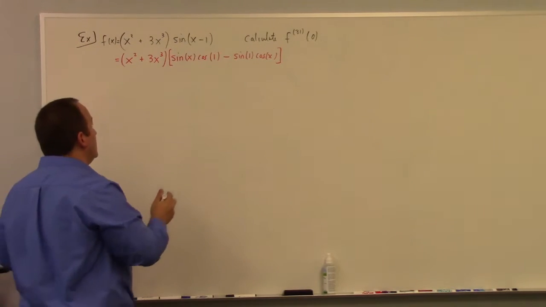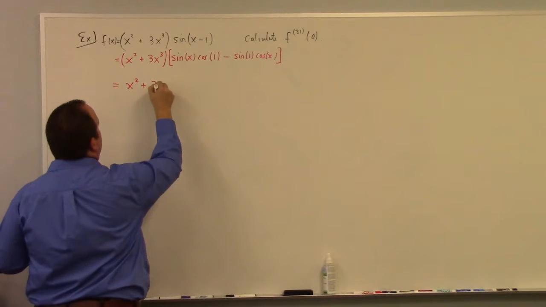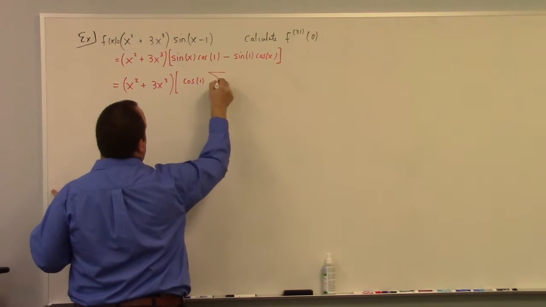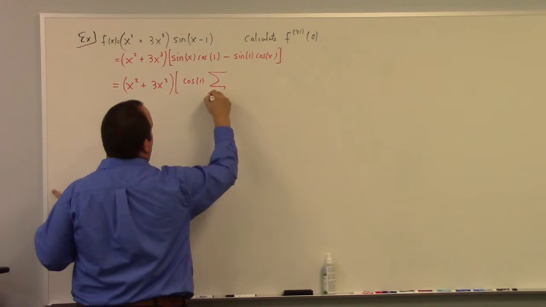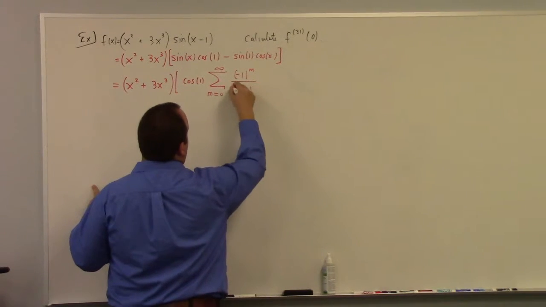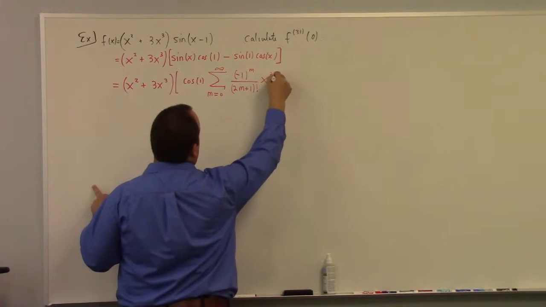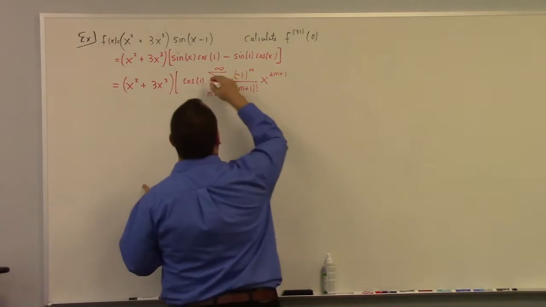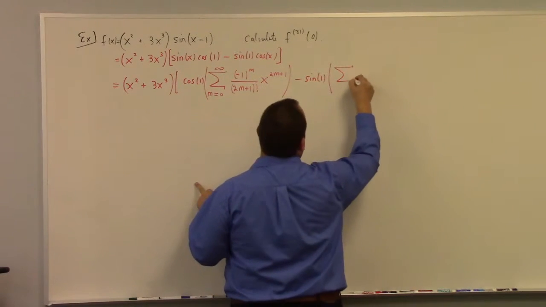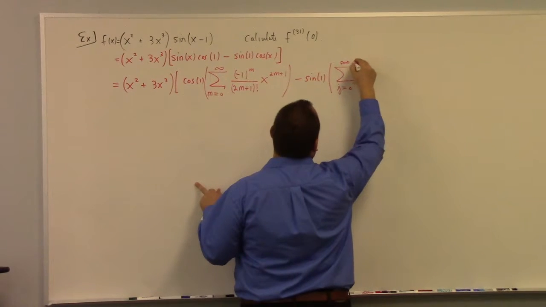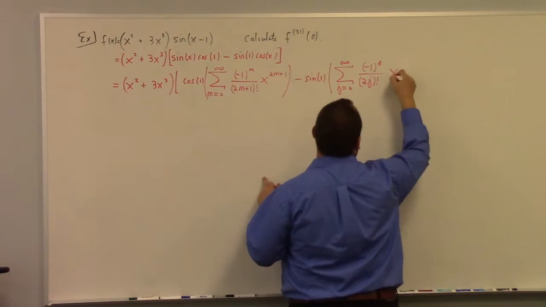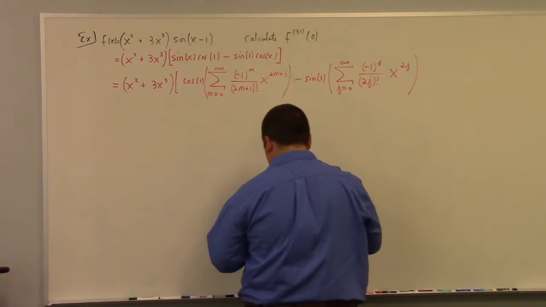So without further ado, I can rewrite this as x squared plus 3x cubed, right, times the cosine of 1 times the sum, let's say m equals 0 to infinity, of minus 1 to the m over 2m plus 1 factorial times x to the power 2m plus 1, and then minus the sine of 1 times the sum, let's say j equals 0 to infinity, minus 1 to the power j over 2j quantity factorial, x to the power 2j, close parentheses.